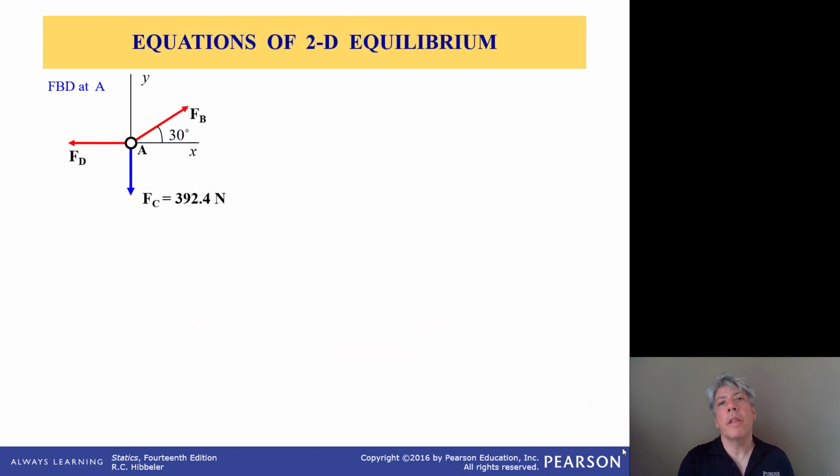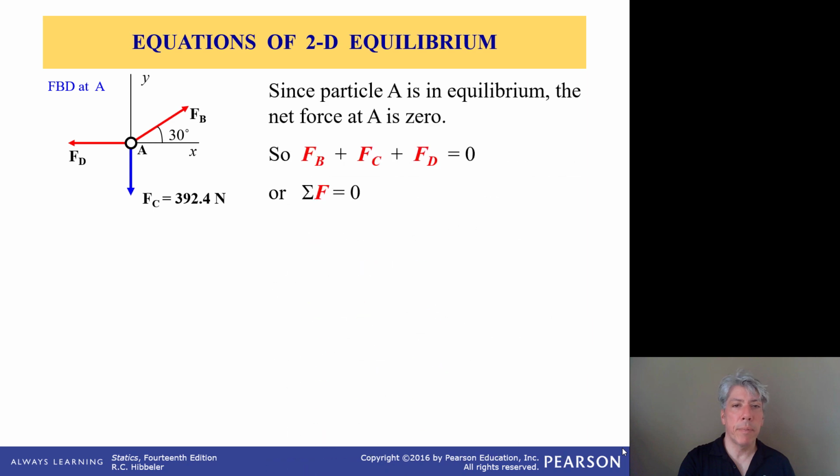Now what? Well, what are the equations of two-dimensional equilibrium? Well, they're pretty simple. It's simply the idea that the sum of the forces on the free body must be zero because the body is not accelerating. The body is not changing its speed. It's not starting to move. Therefore, all of the forces acting on this body must come out to zero. So FB plus FC plus FD must sum to zero.